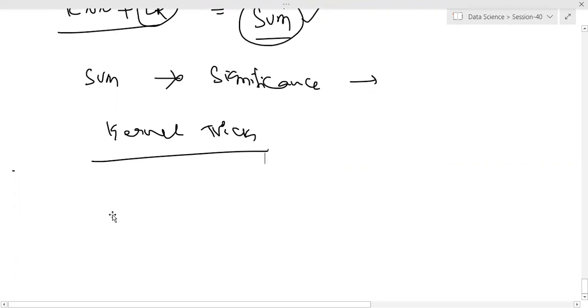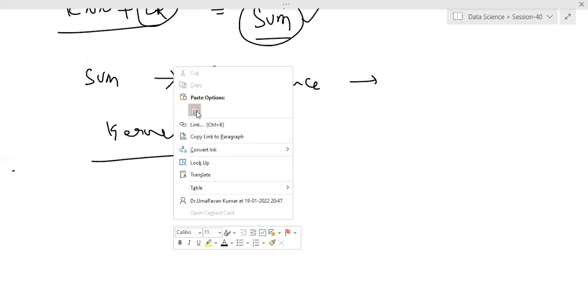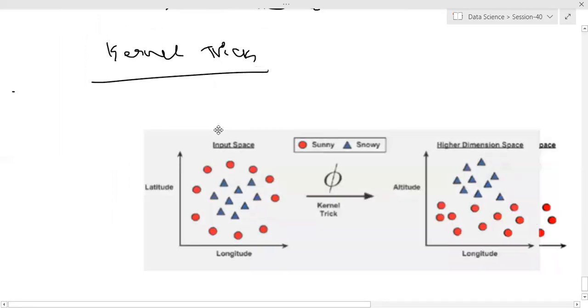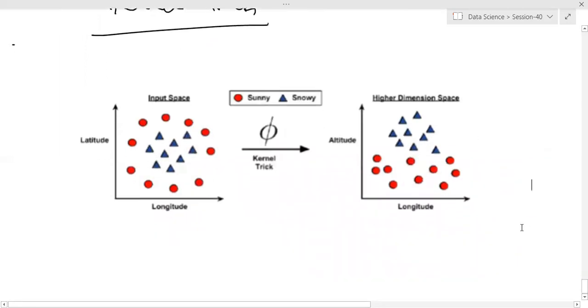Let me put the diagram also. Kernel trick. Where is that? Yeah. One minute, guys. Hope you guys remember this diagram. What is the difference between this first diagram and the second one?